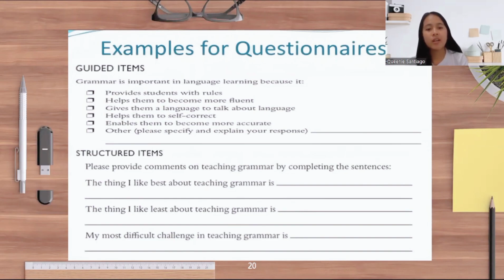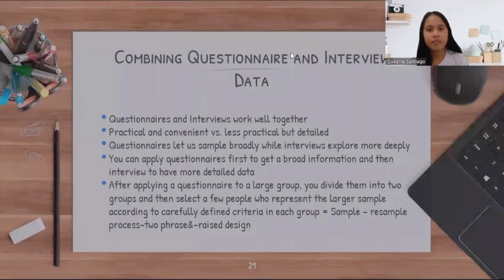Just like, "Please provide comments on teaching grammar by completing the sentence. The thing I like the best about teaching grammar is blank. The thing I like least about teaching grammar is blank."